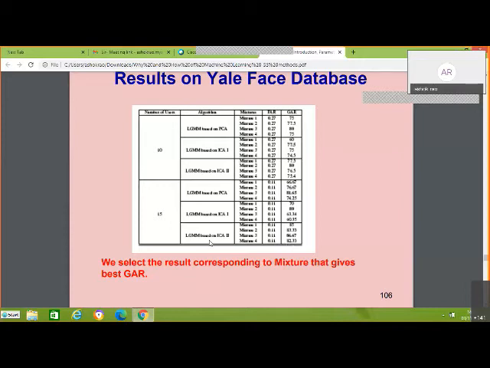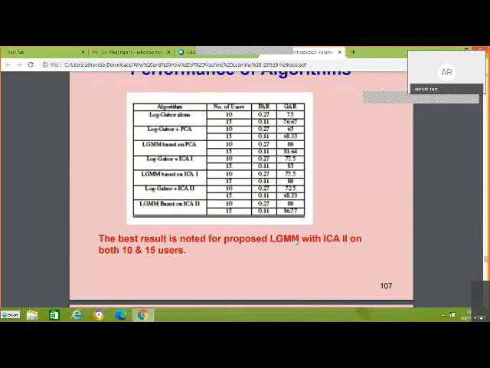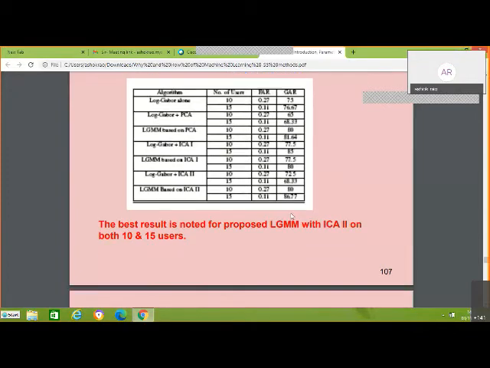It tells me that if I now remodel the data, re-question the representation of data, and use the same algorithm, I am actually able to get better performance. The question is, can I improve further? I got up to 86. ICA1, ICA2, all that, the best performances. Okay. So overall, I got 81, 86.77. Log Gabor mixture model based on ICA2 with 15 users gave me 86.77. This is the best. What should I do next?